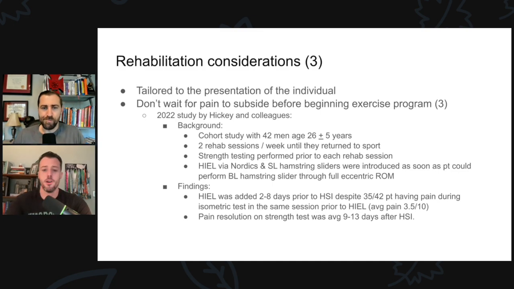So they're coming in and testing their strength each session in the outer range, mid range, and inner range that we were talking about. And they might have had pain on the test, and they might have had some pain with the bilateral eccentric hamstring sliders, but they were still able to progress to these exercises, which I thought was pretty interesting. So we can push these patients pretty early. And their pain resolution on the strength test wasn't until 9 to 13 days after the injury. So we don't have to wait for pain to be gone before beginning our eccentric strengthening program.